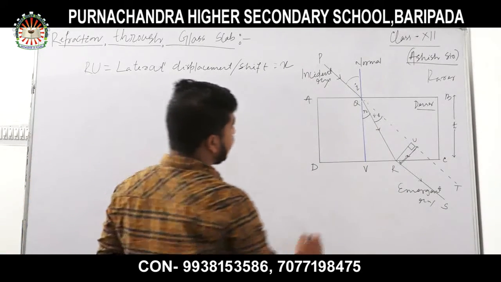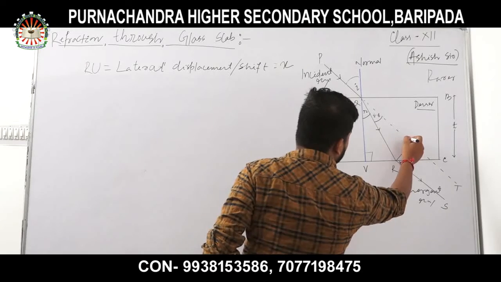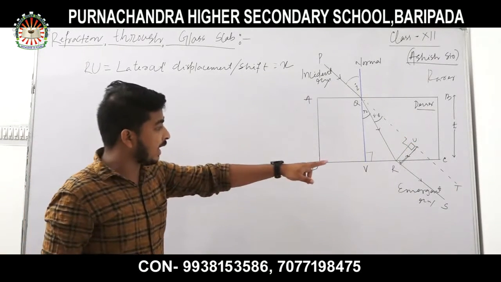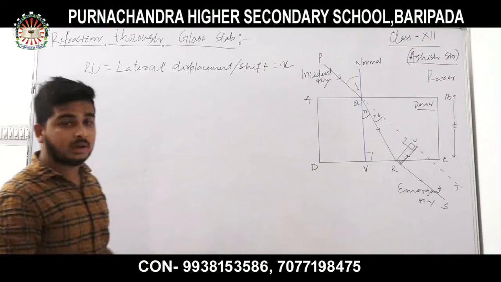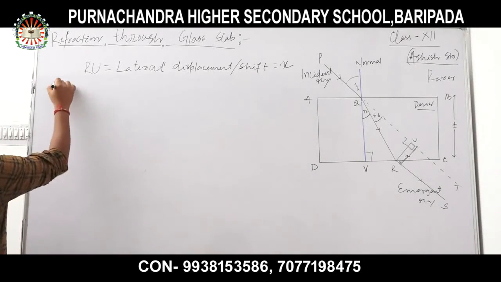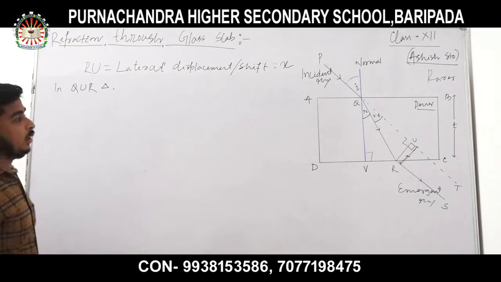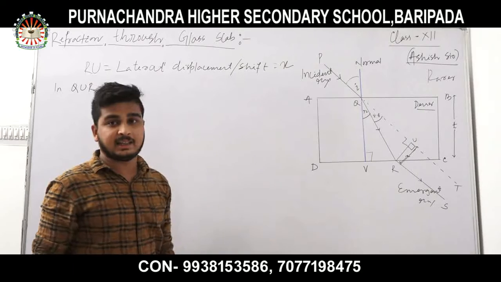This is a normal and also this is a normal. Now look at the triangle RUQ, or QUR. In triangle QUR, the angle at U is 90 degrees.